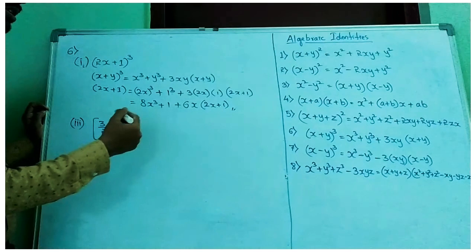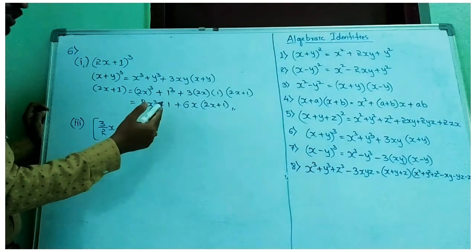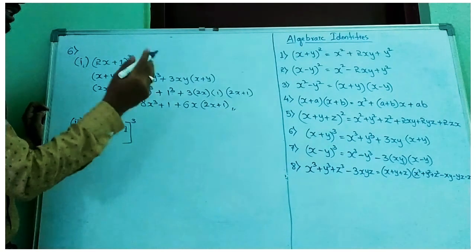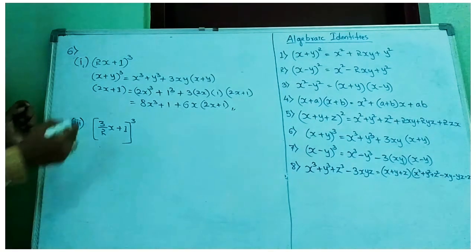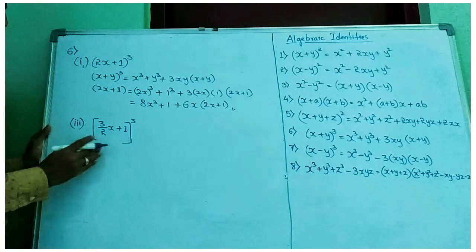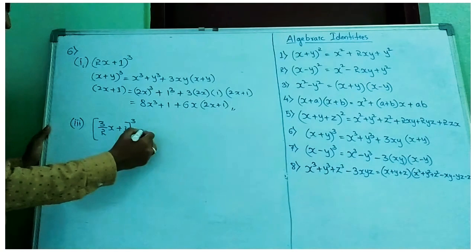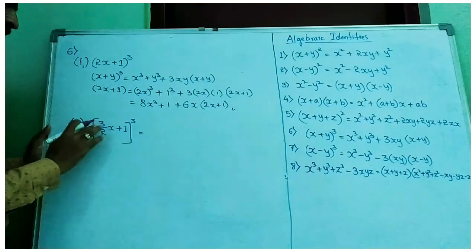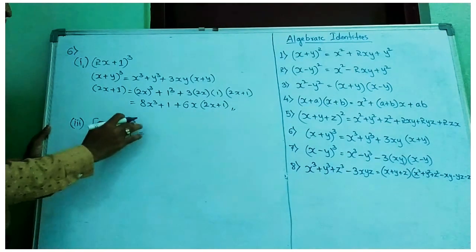Is it possible to add any values? No, so keep it like this only. Okay, so like that, use the third one. The second one is for practice. So here 3 by 2 x plus 1 whole cube is there.